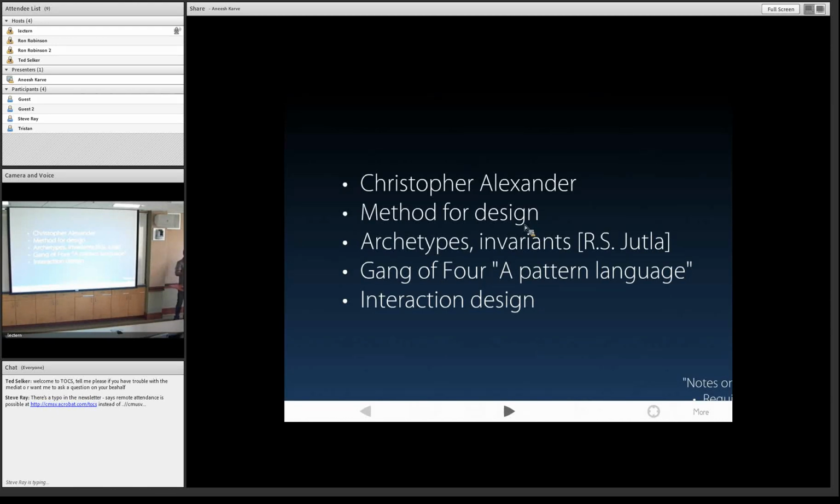And now we've seen that this design pattern movement, with the explosion of interfaces being created for the web and for mobile devices, people want reusable patterns that cut their work time down. And we're now seeing design patterns move over into interaction design.